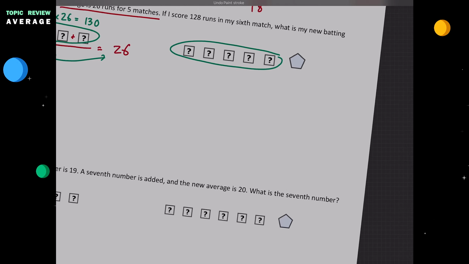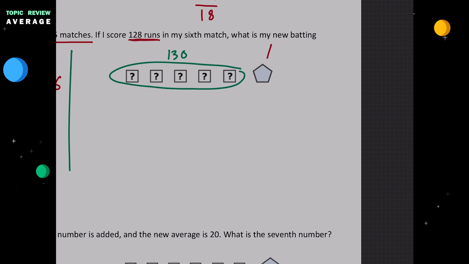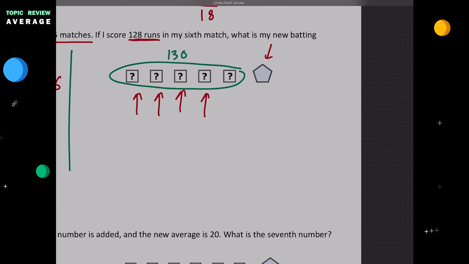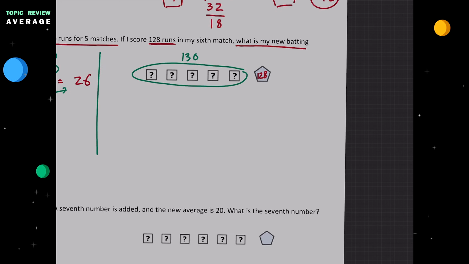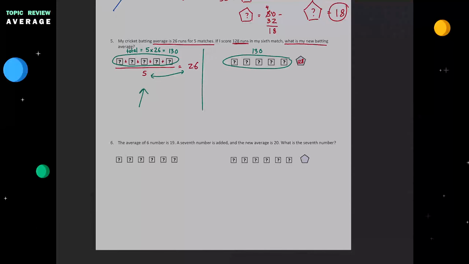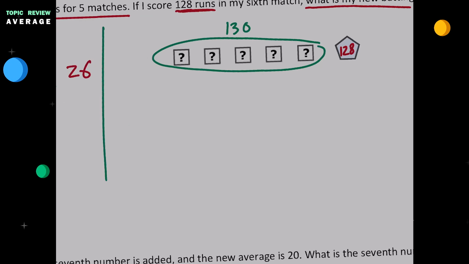So this is the first diagram. Now let's look at the second diagram. It says if I score 128 runs in my 6th match. So that means this is the 6th match. First match, second, third, fourth, 5th, 6th. Okay, there's 6 matches, this one here. All right, so on this 6th match, you get 128 score. What is my new batting average? So that word average is over here. Okay, what's the new average?